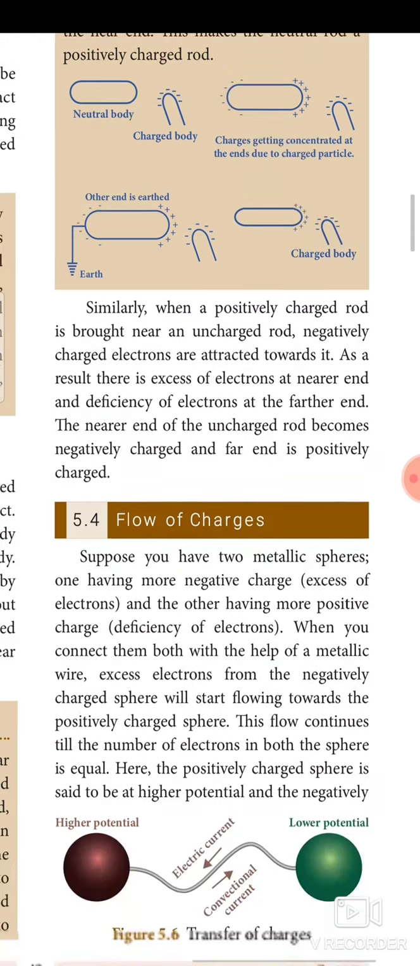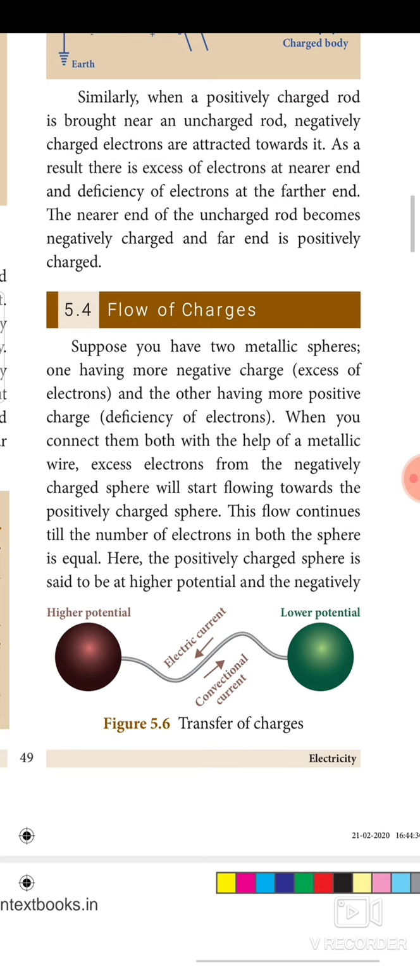Now the third type, flow of charges. Suppose you have two metallic spheres, one having more negative charge, excess of electrons, and the other having more positive charge, deficiency of electrons. When you connect them both with the help of a metallic wire, excess of electrons from the negatively charged sphere will start flowing towards the positively charged sphere. This flow continues till the number of electrons in both the spheres is equal.